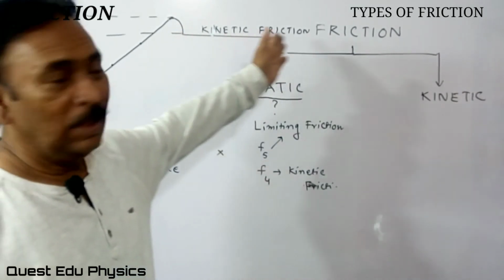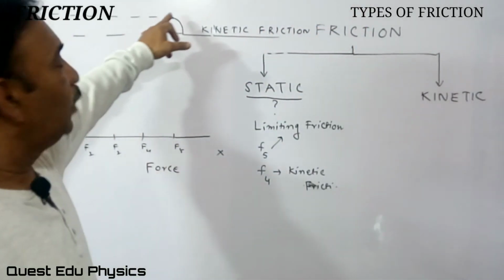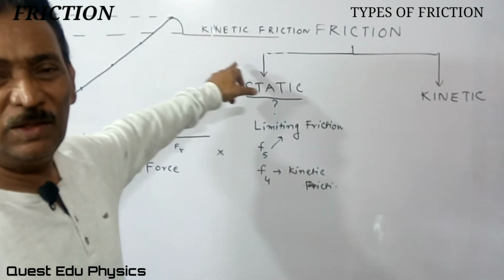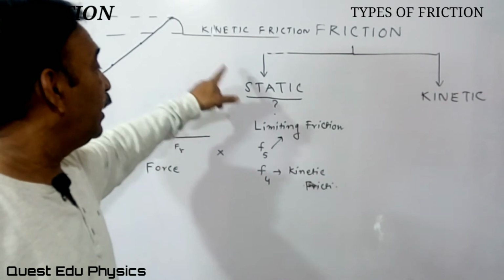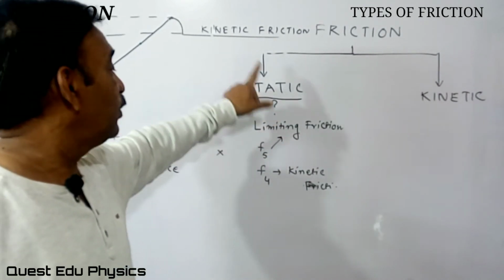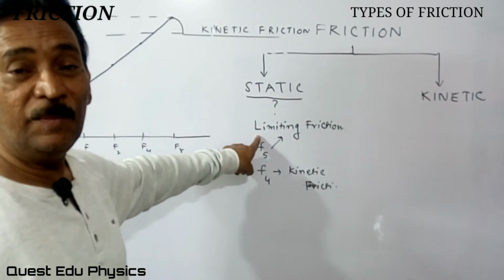Then the body is moving over the surface. Till then, the body tends to move over the surface. Then after, the motion will begin. Till it tends to move, we call it static friction. The maximum value of the static friction is the limiting friction.